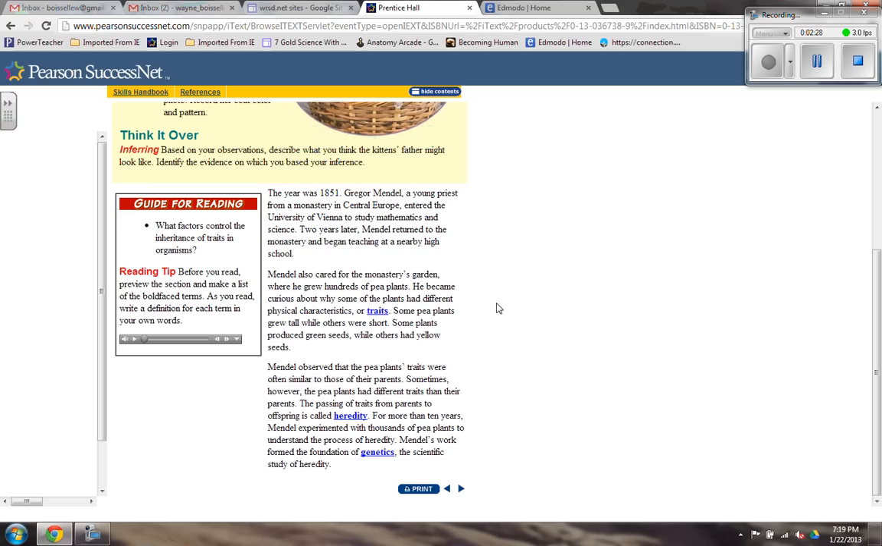And the passing of traits from parents to offspring is called heredity. So when the offspring get characteristics of their parents, that's called heredity. And the scientific study of that, what Mendel did with all his experimenting and learning about heredity, that's called genetics. So it's studying it scientifically.